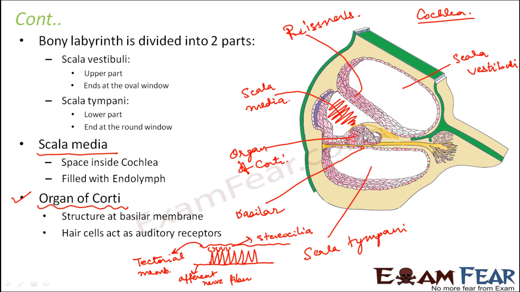So this is how the structure of the cochlea is. Now you understand the significance of the cochlea. The cochlea has the hair cells in the organ of Corti, which act as the auditory receptors.